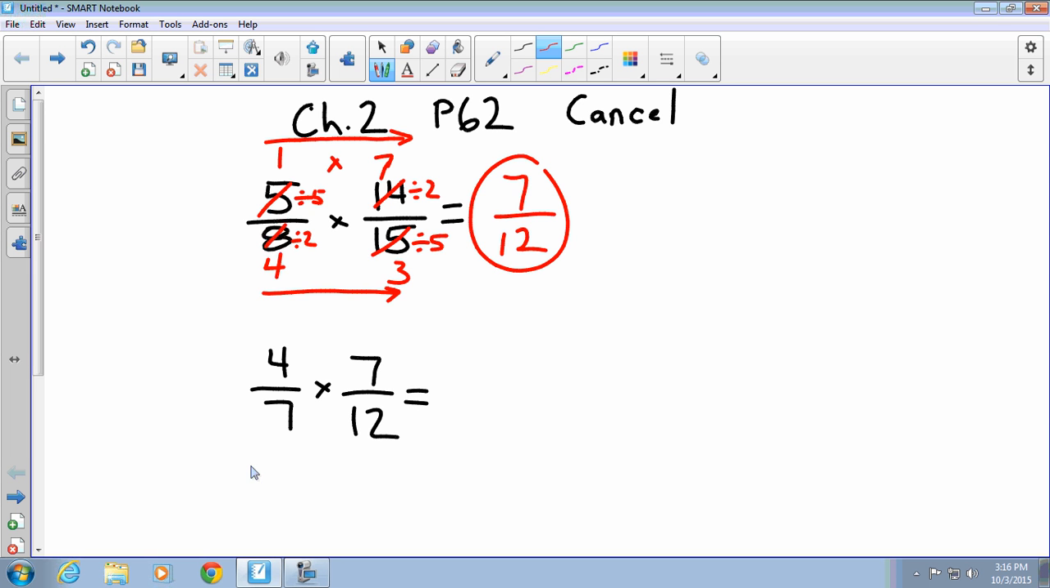Down here is another example. This is also found in your book on page 62. It's 4/7 times 7/12. Well, one real nice thing in dealing with this problem is you have a 7 on the top and a 7 on the bottom.